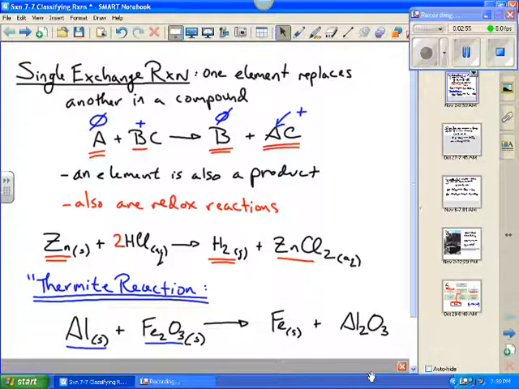Obviously also not balanced. So I need 2 irons, so I will double this right here. Looks like I'm going to need, I've got the odd even. Oh no, I don't. With oxygens I'm fine. So I double my irons, and if I double my aluminums over here, it looks like I'm okay.